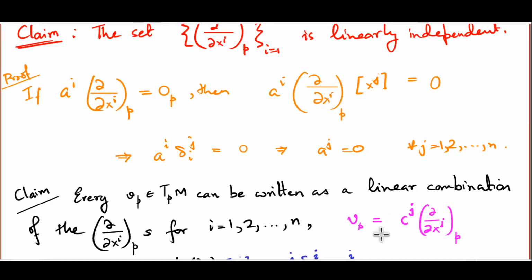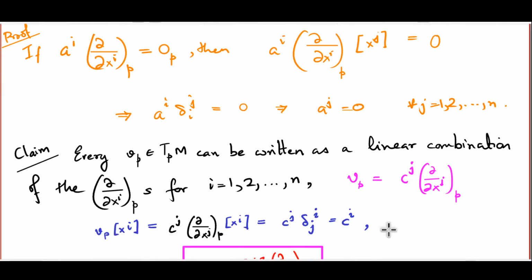Now, if we assume that this claim is correct, that is, V_p is of this form, it is actually pretty easy to find out what the coefficients c^j are going to be. All you have to do is take this form for V_p and apply it on a particular coordinate basis function. Let's say on the ith coordinate function, x^i. Now, V_p acting on x^i is going to be c^j ∂/∂x^j of p acting on x^i.